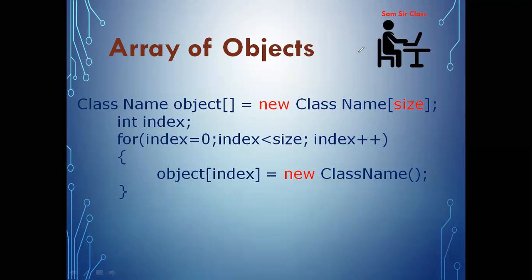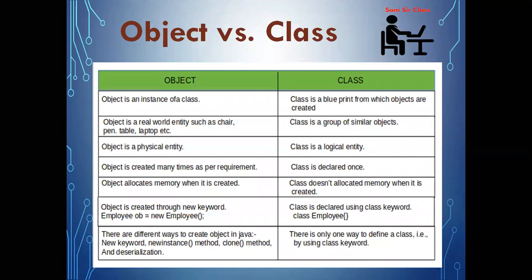Understood? Okay. So through this you can have a clear idea regarding class, the existence of object, and then array of objects. So in brief, if you see the difference between class and object, an object is nothing but an instance of a class or the product of the class. But a class is nothing but a blueprint or the model from where the objects are created. Objects are real world entities that we have discussed: table, chair, pen, laptop, etc. But a class is a group of similar objects, or it's a model only. So an object is a physical entity, a class is a logical entity.